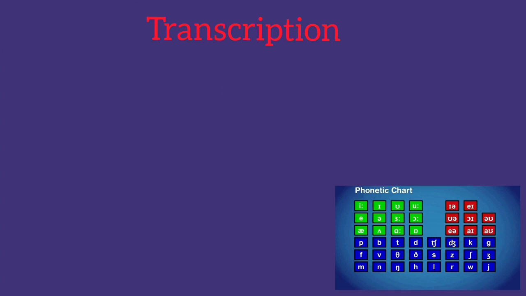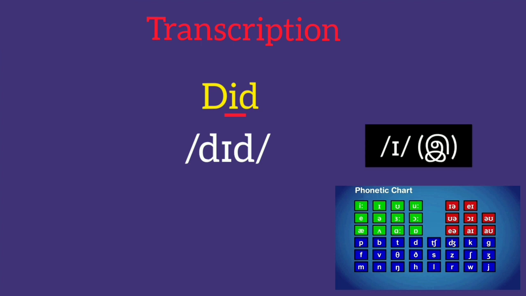Next, for the word did, the answer is slash d e d slash. The letter I in the word did matches with the vowel sound E. Since it produces E sound, its transcription is slash d e d slash.